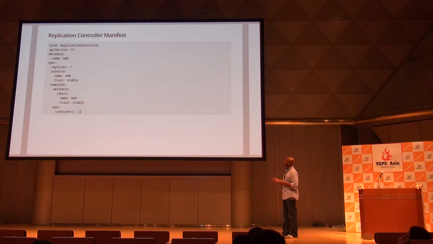Here's a specification for a replication controller. So the important thing here is the template. We start off with one pod. Here's the set of labels that we want to track. And then we don't see it here, but basically this would be a list of containers that make up this pod in this template. So the replication controller will scale these.